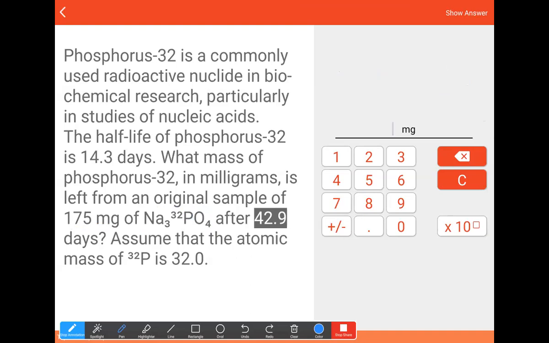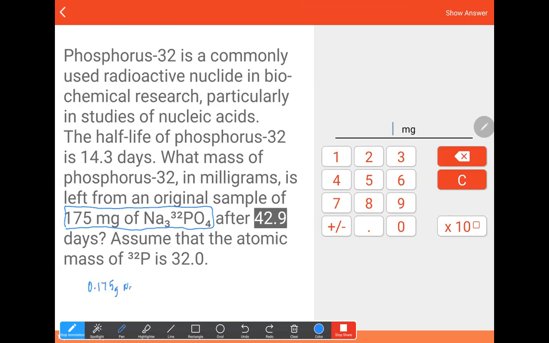Okay, this is a great question. We've embedded phosphorus-32 into sodium phosphate, and we're trying to figure out how much phosphorus-32 is left. Now, all the phosphorus is phosphorus-32, but we have 175 milligrams of the sodium phosphate. So we've got to go back to our early days of chemistry to figure out how many of these milligrams are from phosphorus.